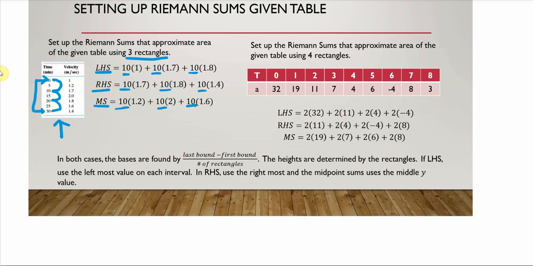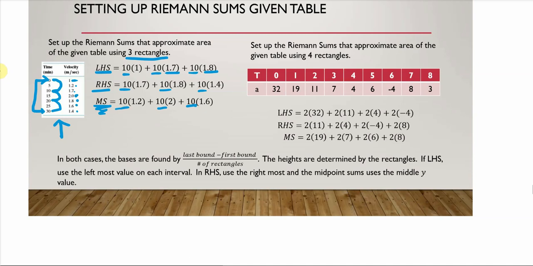5. And then for the left-hand sums, who's on the left side, 0 or 5? 0, so I pick the 1. Then the next, who's on the left side, 10 or 20 or 15? I will pick 10. So on the 10, I will pick 1.7. Who's on the left side, 20, 25, or 30? 20 would be on the left side, so I pick the height there of 1.8. For the right hand, I choose the right side, which would be 1.7, 1.8, and 1.4. And for the midpoint sums, we choose the one in the middle, 1.2, 2.0, and 1.6.